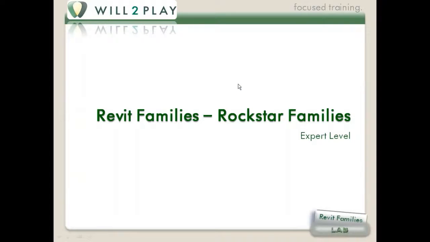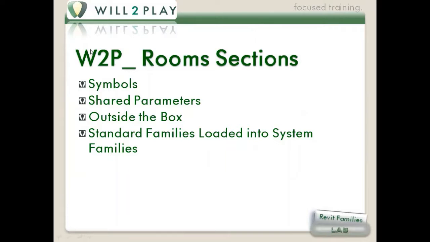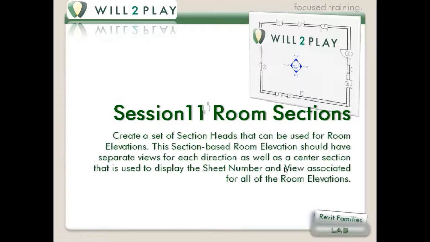Revit families, we're in the expert level. We're talking about session 11, room sections. And in this room sections, we will talk about symbols, shared parameters, outside the box, standard family, families. All the same stuff we just covered in the lecture side. But let's jump up here and see what we're going to do with the room sections lab.